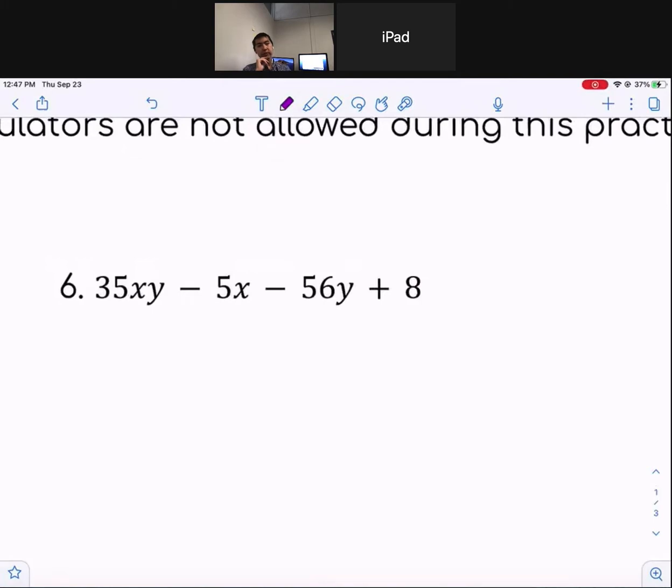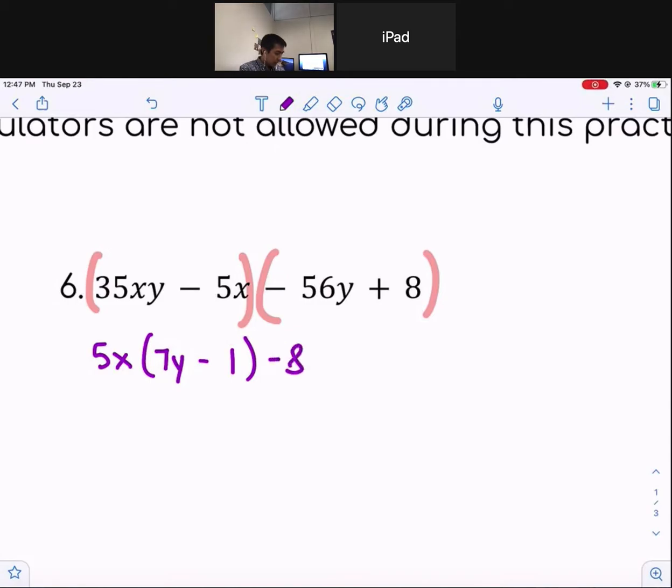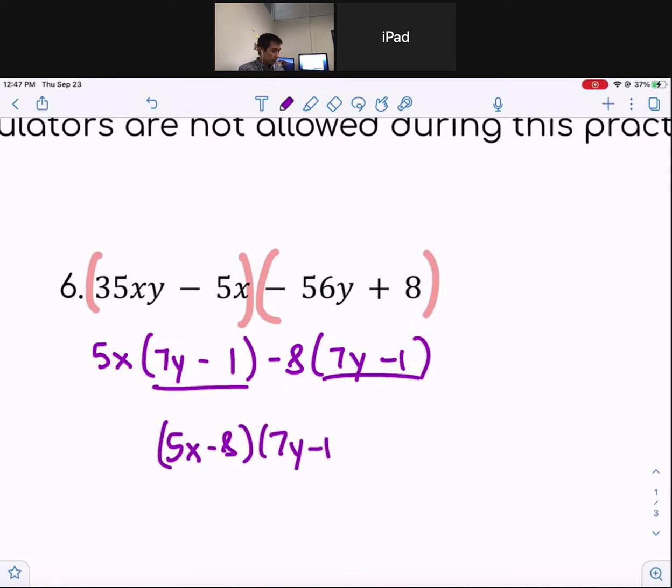Okay, can you factor out something from each term? No. How many terms do we have? We got 4. When there's 4 terms, we group. We can factor out a 5x from both, 7y minus 1. And we can factor out a negative 8. It has to be a negative because there's a negative in the front. Negative 8 out of 7y minus 1. They both match, which is perfect. 5x minus 8, 7y minus 1.